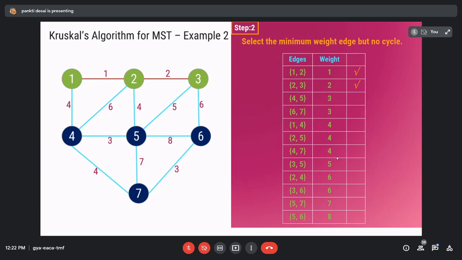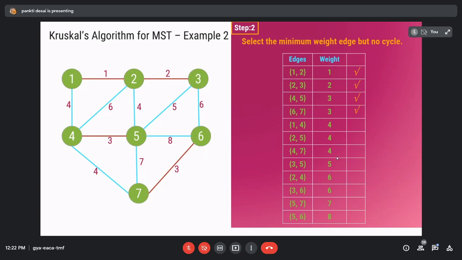right? Next we have two edges with the same weight 3, right? 4 comma 5 and 6 comma 7, right? So if we select 4 comma 5, right, then it will not create a cycle, so we can select 4 comma 5, right? Next is 6 comma 7. If we select 6 comma 7, then also it will not create a cycle, so we can select 6 comma 7, right?